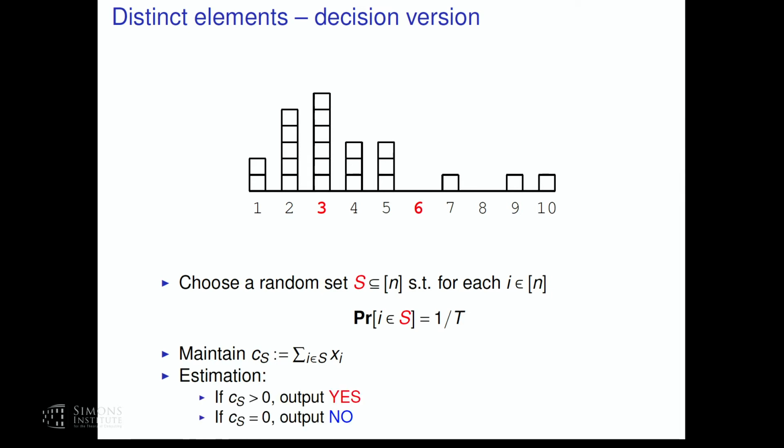Good. At the end of the stream, if we observe that the counter is positive, we output yes. If the counter is 0, we output no. And this indeed sounds reasonable, because we wanted to know if the number of distinct elements is bigger than t. When will the counter be positive? It will be positive when the set S intersects the set of distinct elements in the stream. If the number of distinct elements is large, this random set will probably intersect the distinct elements, so the counter will be positive, and we'll say yes. Otherwise, we say no.